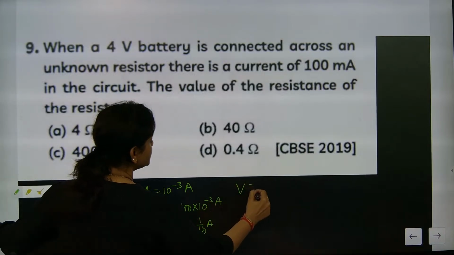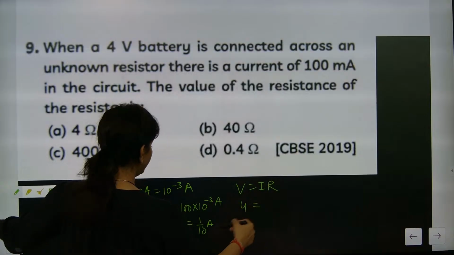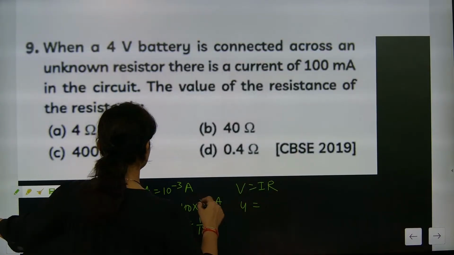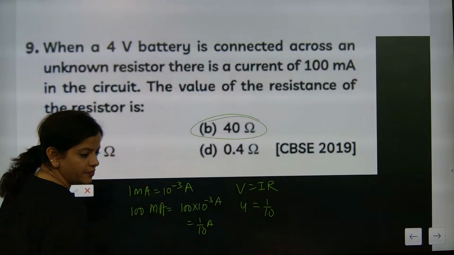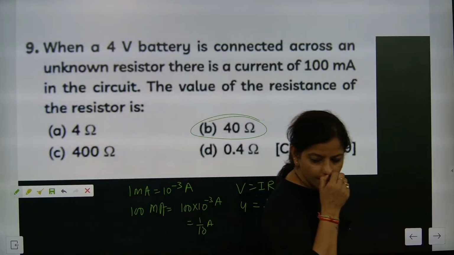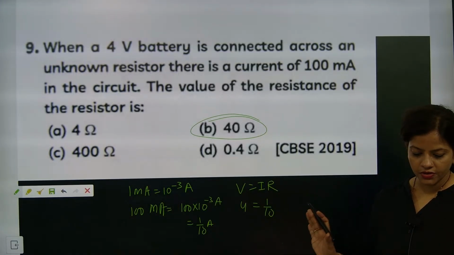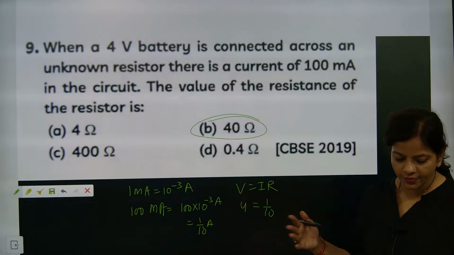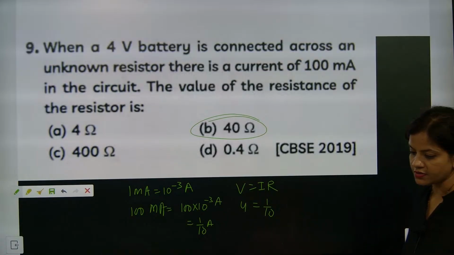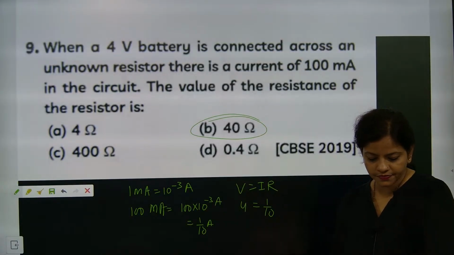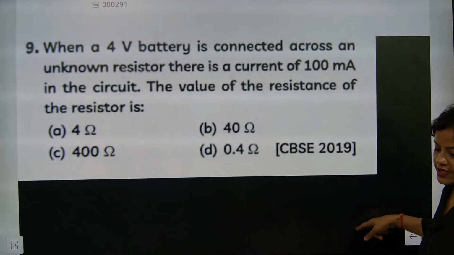So we know that V is equal to IR. What is V? 4. Current is 1 by 10. So definitely it will become 40. You just understand this, it will be coming 40 ohm. 40 is the correct answer. We'll go for the next question, please.